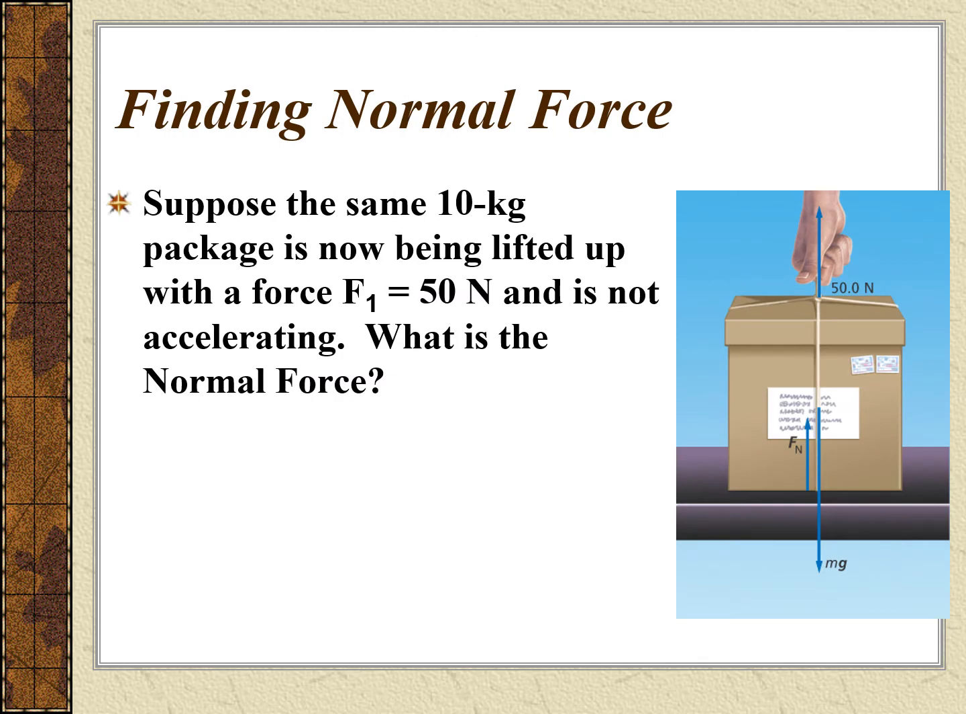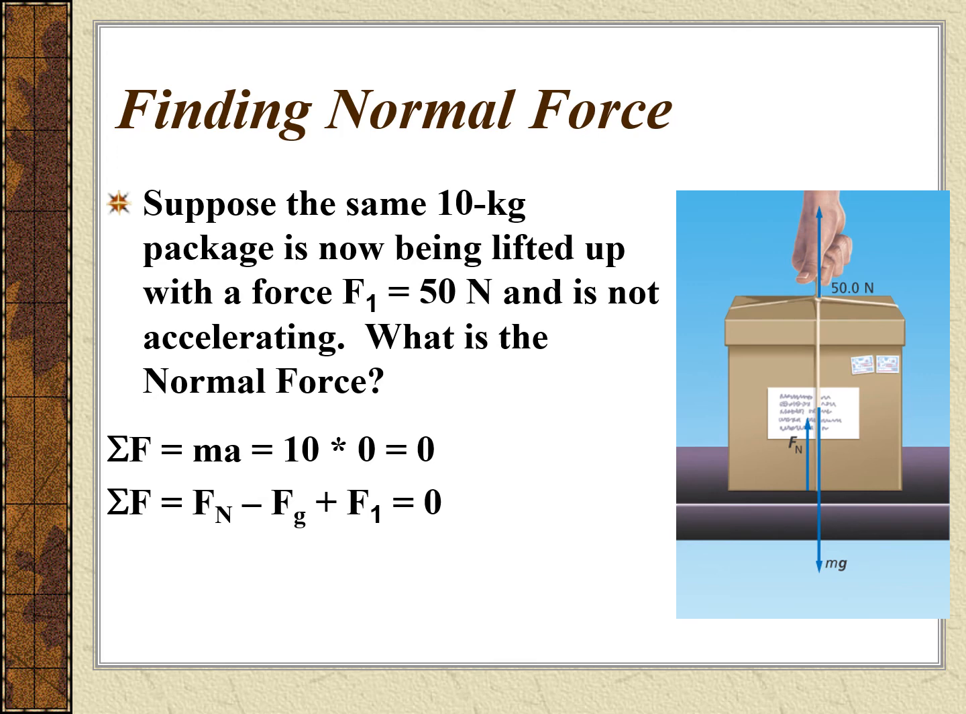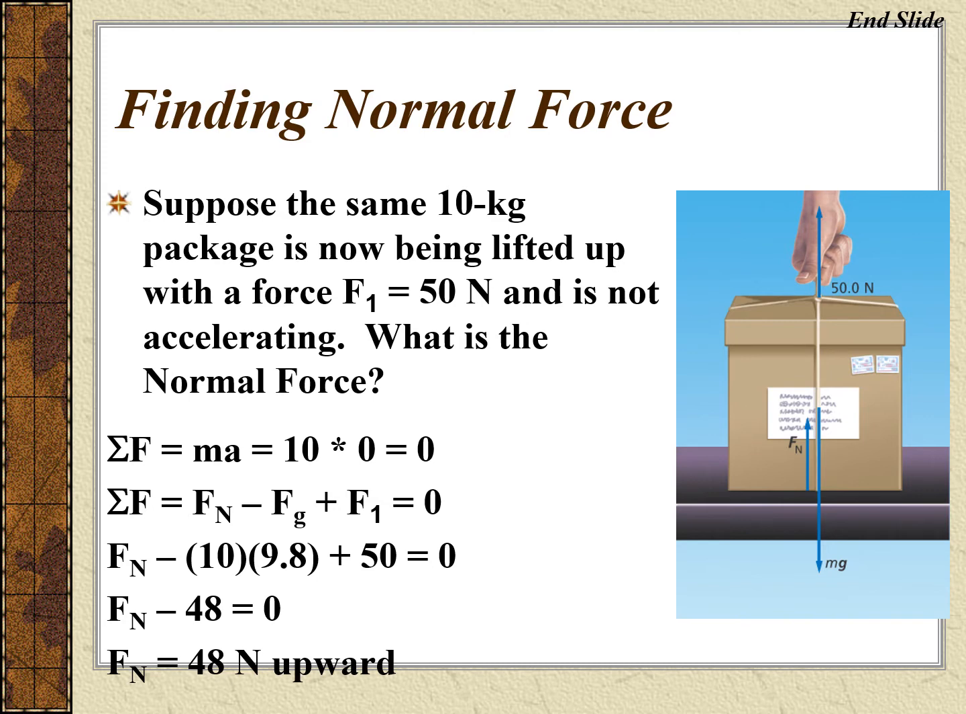In this example, now we're pulling upward with 50 newtons, so now the 50 newtons is going to be positive. So net force is still going to be equal to 0 because we're still not accelerating. The upward force of normal force minus the downward force of gravity plus this other force, force 1, that's going to be upward as well. The net force is going to be equal to 0. Go ahead and plug in our numbers. 10 times 9.8 gives us 98 plus 50. Now that gives us negative 48 newtons. We take that to the other side, becomes positive 48 newtons.